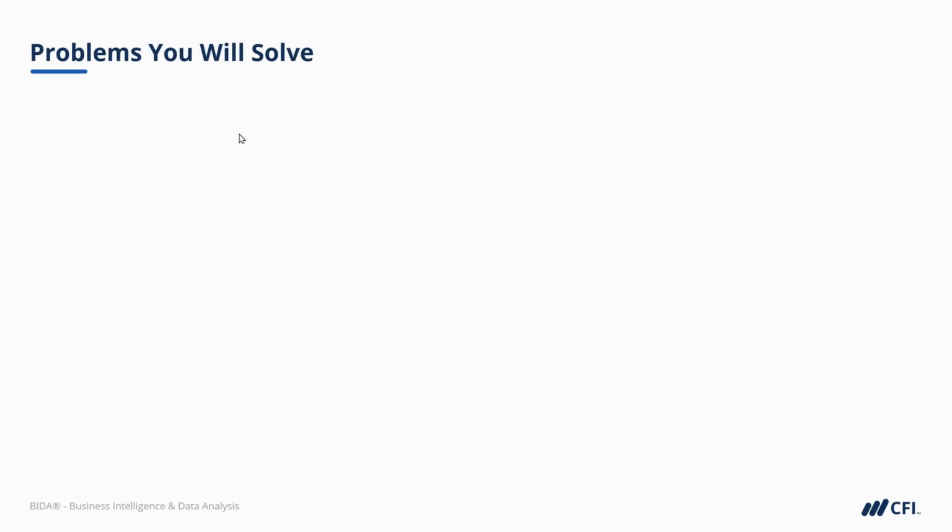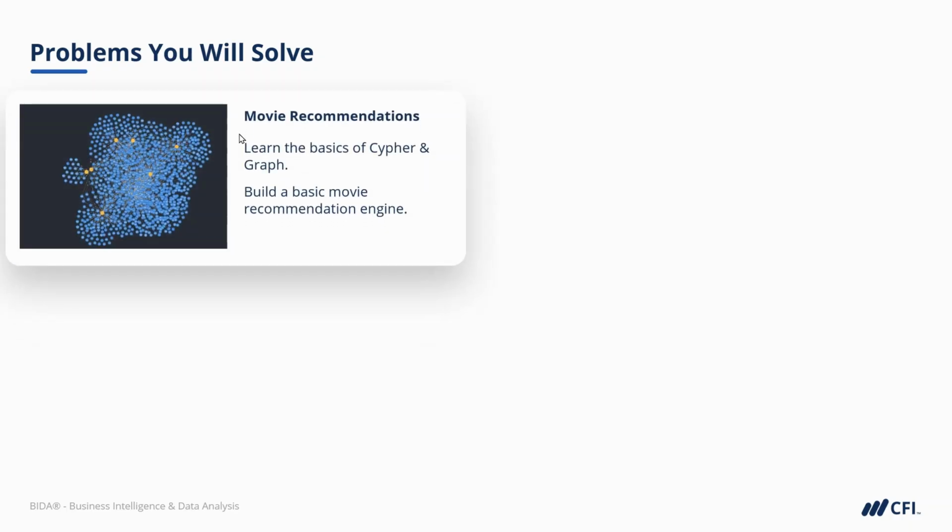Now that we've quickly covered the basics, we get to the exciting part. We're ready to start tackling some problems, so I want to talk you through the scenarios that you're going to solve throughout the rest of this course. We're going to be working with a movies database that connects movies with actors and directors, but it also connects with users and the ratings that they've given each movie. Using this dataset, you're going to learn the basics of Cypher and graph, and throughout the chapter, we're going to build towards a basic movie recommendation engine.